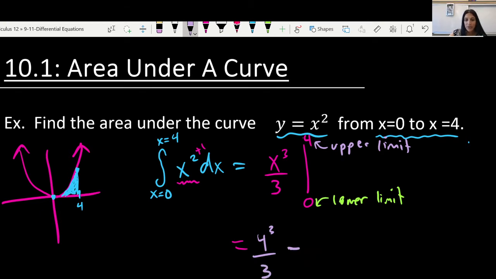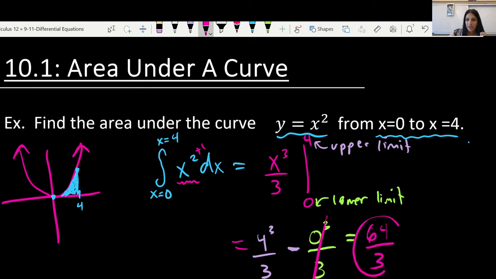We are going to subtract from that what our lower limit was. Our lower limit is where we have 0. So it'd be 0 cubed over 3. Clearly, I don't even need to finish that because we can see that the 0 is just going to wipe everything out. So I would end up getting 64 over 3 because I really only need to worry about this part here since the rest of it just cancels out. That's how we do this.